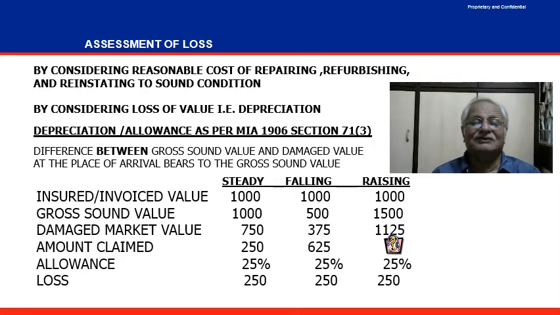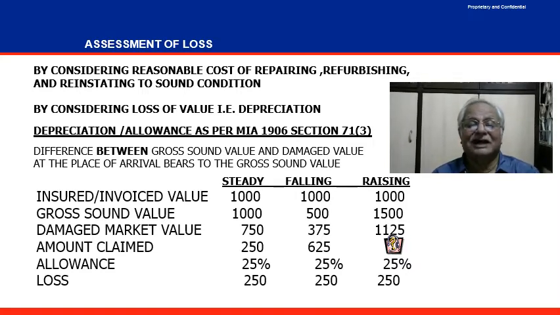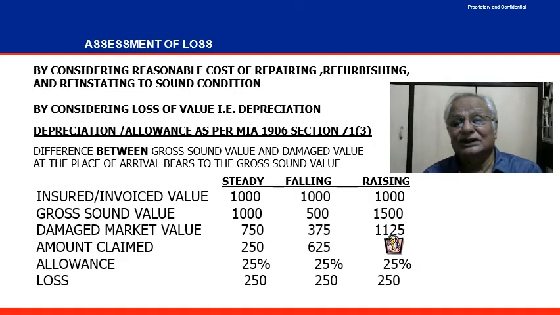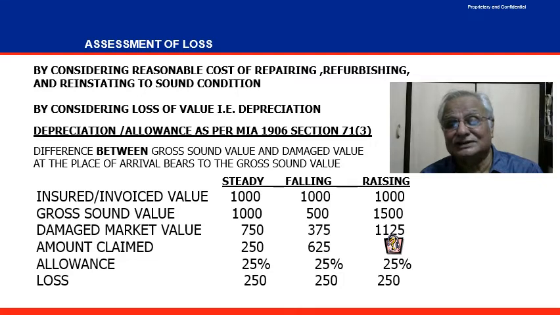In a rising market, what happened? The sum insured is 1,000. By the time this consignment came to the Indian market, the market had risen to 1,500 units, dollars or rupees. Now it is in damaged condition and you are trying to get 1,125 from the market as salvage value. So sound market value is 1,500. The damaged market value is 1,125, and the insurance company is trying to tell there is no loss because the sum insured is 1,000. I do not agree.